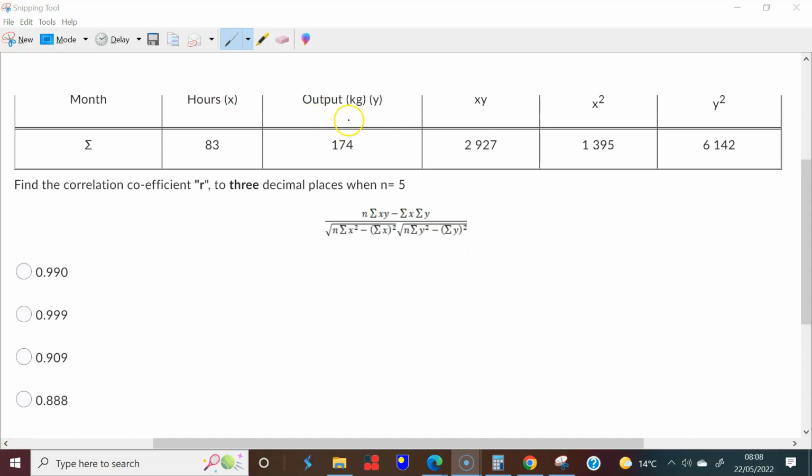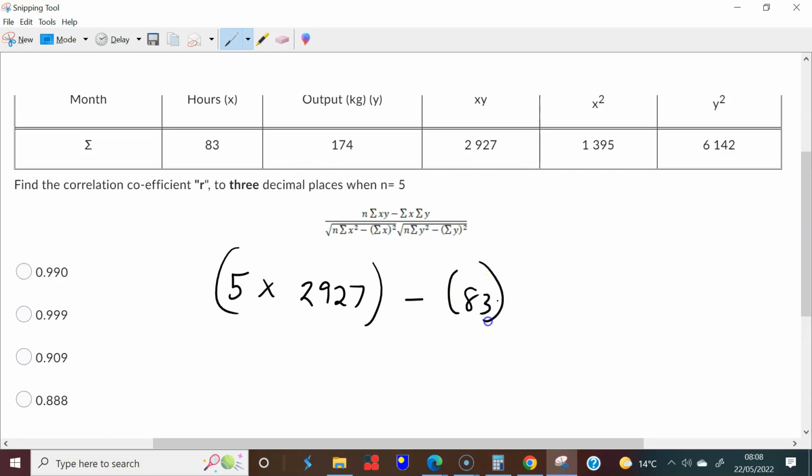I talked about that. This seeks to find out, is there any relationship, or what is the relationship between the x and the y figures. So we're just literally plugging in these figures, aren't we? We are given n. We're told that n is equal to 5. So we are literally saying, well, what is 5 times the sum of xy, and that's given to you here, times 2,927. So you have that. And you say minus the sum of x, which is 83, times the sum of y, which is 174.